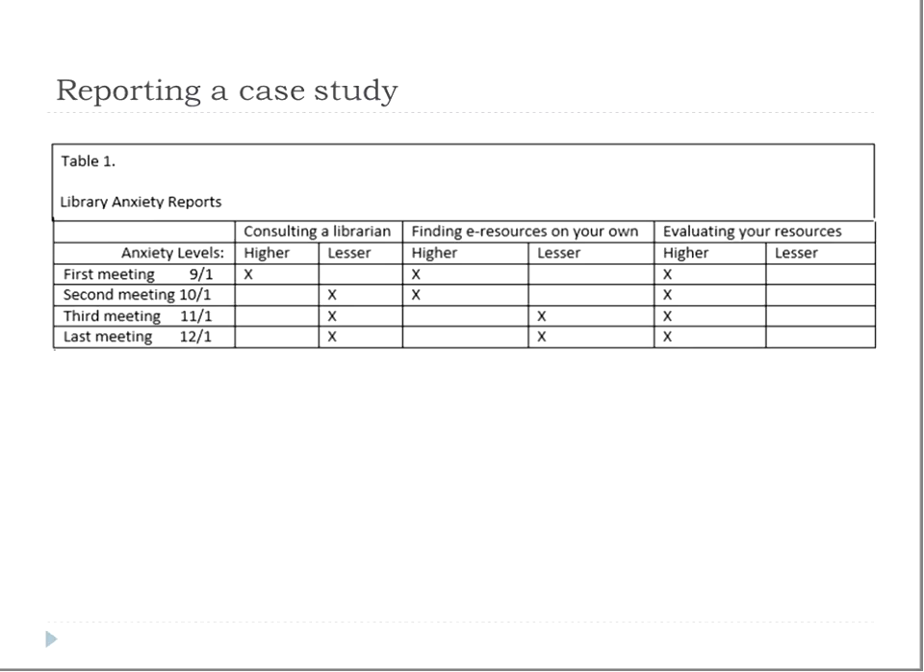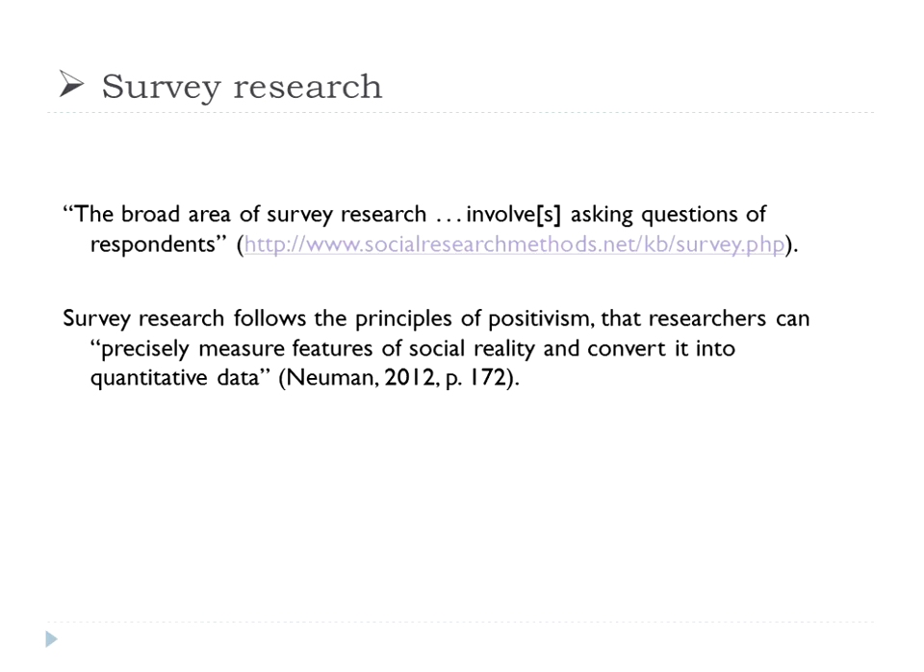But it boils down to this, especially if you're going to report it in a summarized form in an article that you write. You might show something like this. What happened at the first meeting, the second meeting, the third meeting, and the last meeting. And you might want to break it down into subcategories that you learn from the participant causes anxiety. Consulting with the librarian, it was high when the person started, became lesser. Finding e-resources on his own, high in the beginning, became lesser. Evaluating his resources, that anxiety level remained high throughout.